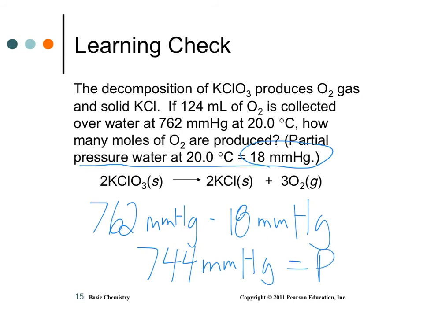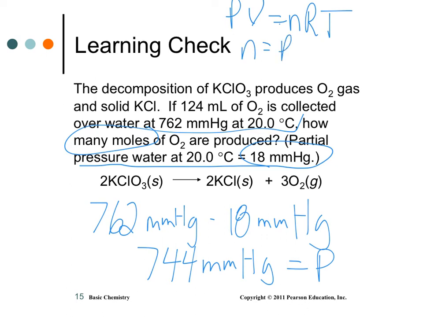But it's asking how many moles. So we have a P now. Yes, you're right, we're probably going to have to use PV equals nRT. I think I can do that. So I'm solving for n. n equals PV over RT.